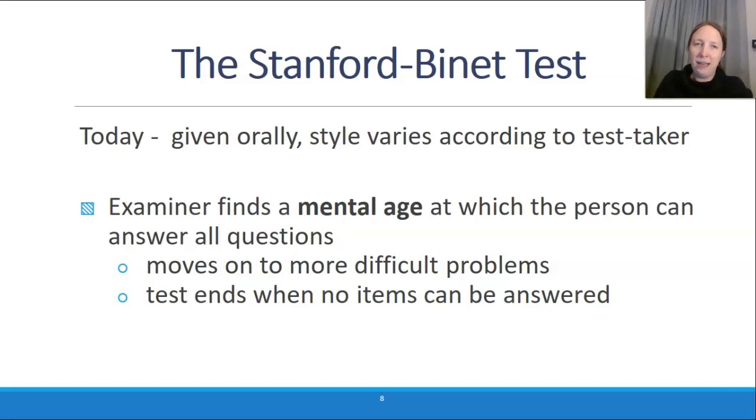What this test allows examiners to do is to find that mental age we talked about. This is the age where you can answer all the questions. So you'll get, say, 5 questions. If you get them all right, the next batch of 5 is harder. You get those all right, the next batch is harder. This keeps going until you cannot answer any more questions because they have gotten too hard. And that is where your mental age comes from.